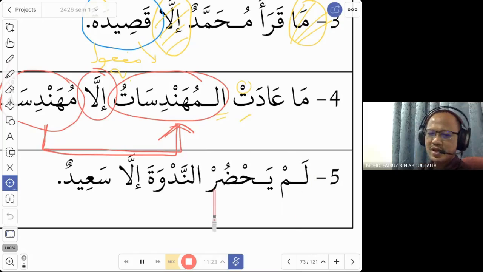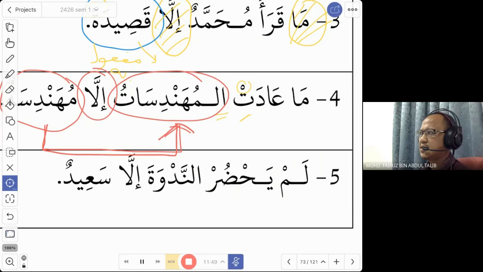Lam yahdur. They don't say ma anymore, because ma is used for fi'il madi. Ma ada, ma qara'a. But now they want to use fi'il mudari. So they use the word lam instead. Lam yahdur an-nadwata. Did not attend. But even though it is fi'il mudari, whenever you have lam, when we translate, you use fi'il madi. You use past tense. That is why I said did not attend. He did not attend the nadwa.